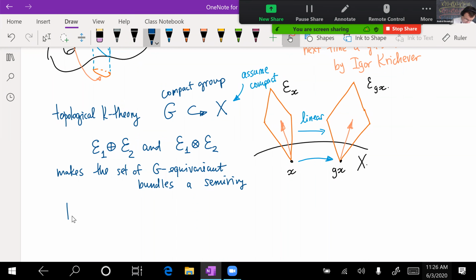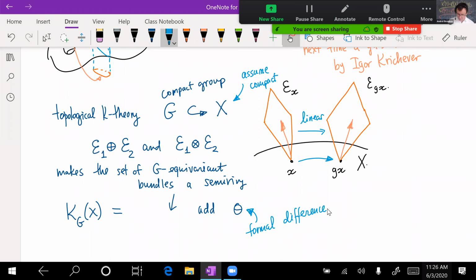And then the K group of this is when you take that and you add the formal inverse, add the minus operation. So this is a formal difference. Again, in representation theory, this is very familiar. If I have a virtual representation, that's a difference of two representations. And so then, in particular, the character of a difference is the difference of characters.